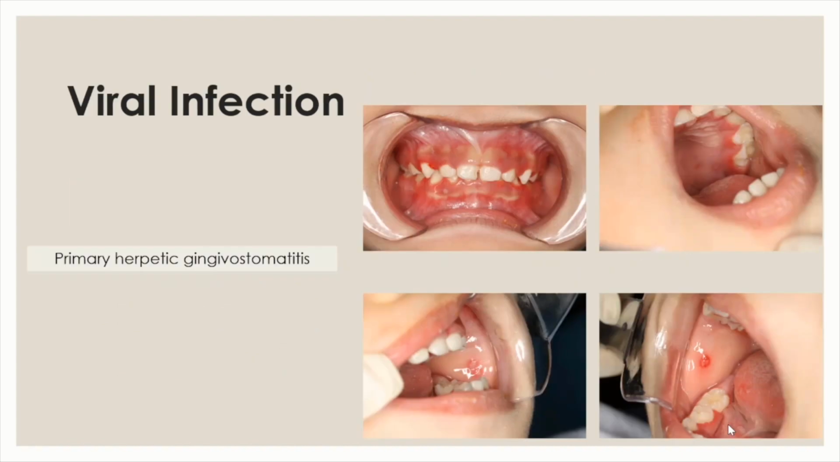So these are the photos showing the occurrence of primary herpetic gingivostomatitis in a child patient. As you can see, there is inflammation of the gingivae producing a red and also swollen appearance. There are widespread ulcerative lesions in the buccal mucosa, tongue, gingivae, lips, and also the perioral skin.